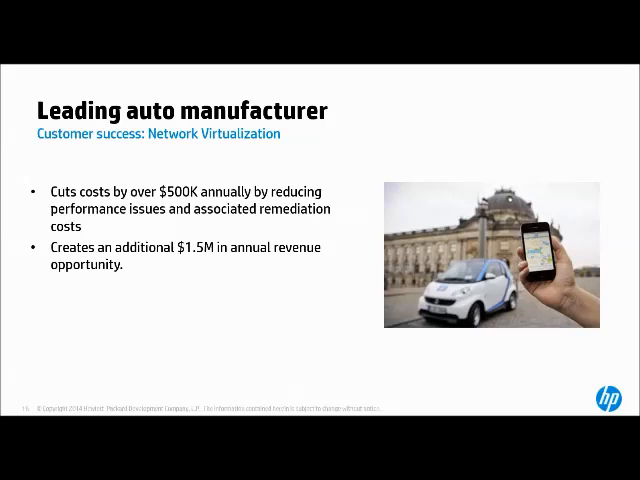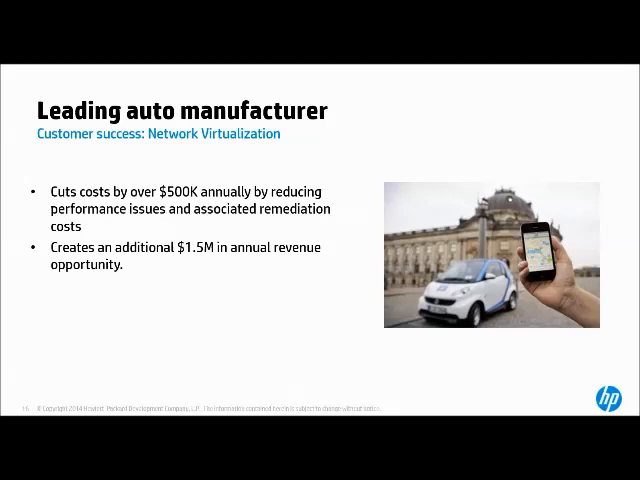So again, a lot of that was due to some of the bits that Shane had introduced us to earlier, with those milliseconds of delay causing lower transaction conversion rates and also more abandonment by your customers. So looking at this one example of this leading auto manufacturer is another example that I think is important for us to look at from a practical how-to guide.